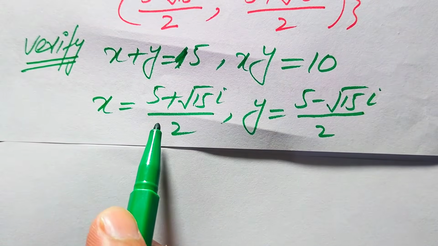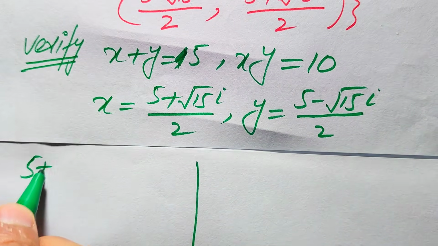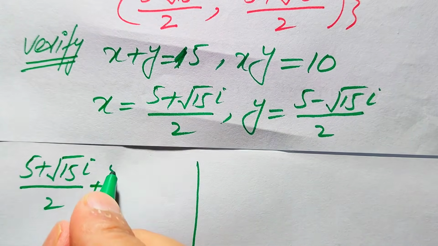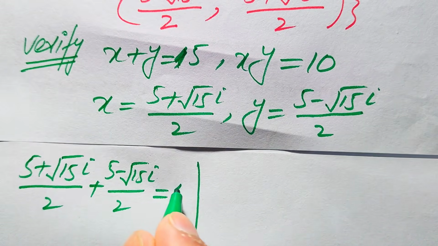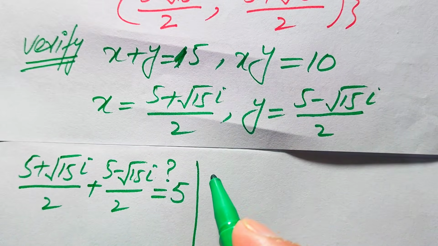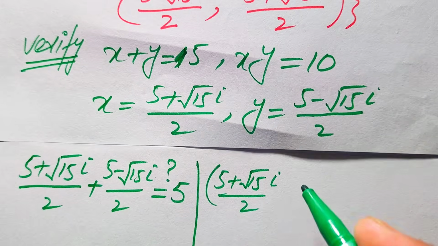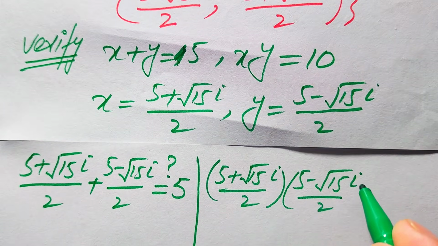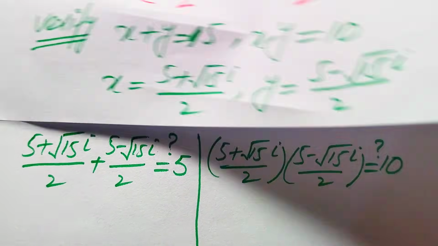So here first we substitute both of these values of x and y into the first equation, and it becomes (5 plus square root of 15 iota) divided by 2 plus (5 minus square root of 15 iota) divided by 2 is equal to 5 or not. This is our claim. And when we put both of these values into the second equation, it becomes (5 plus square root of 15 iota) divided by 2 multiplied by (5 minus square root of 15 iota) divided by 2, and this is equal to 10 or not. This is our second claim.